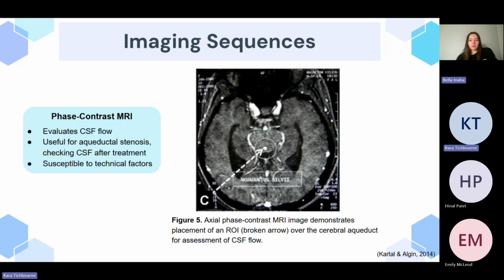Phase contrast MRI is used to evaluate CSF flow rather than just anatomy. It can provide both qualitative and quantitative information about CSF movement, especially through the cerebral aqueduct. This is useful in cases such as aqueductal stenosis or when checking CSF flow after treatment. This axial phase contrast MRI image is different from the other images because it is focused on CSF flow rather than just anatomy. The region of interest is placed over the cerebral aqueduct, and this allows the scanner to assess the movement of CSF through that specific area. Phase contrast MRI can be helpful in hydrocephalus because it can show whether CSF is moving through the aqueduct and can also provide measurements of flow velocity or stroke volume.